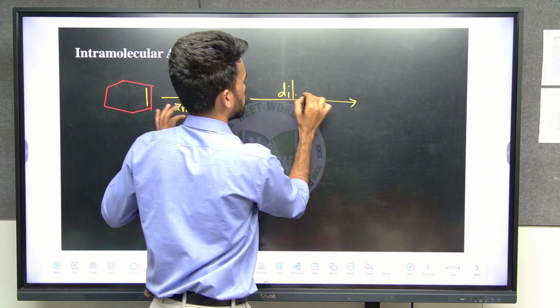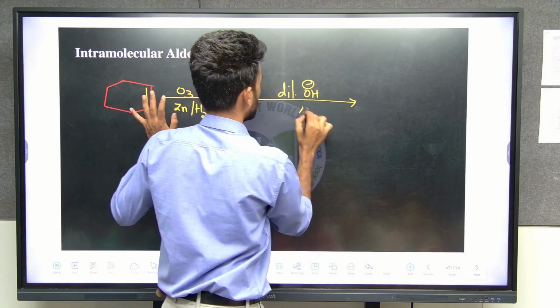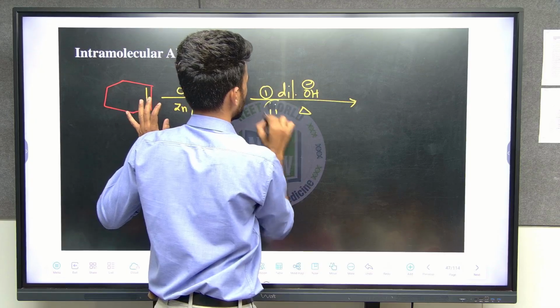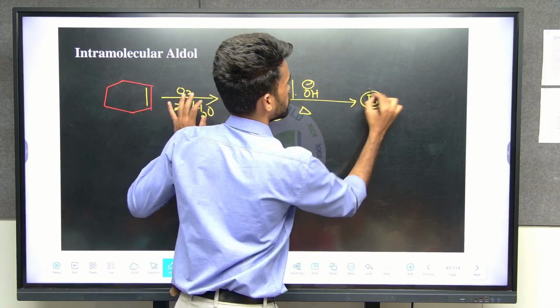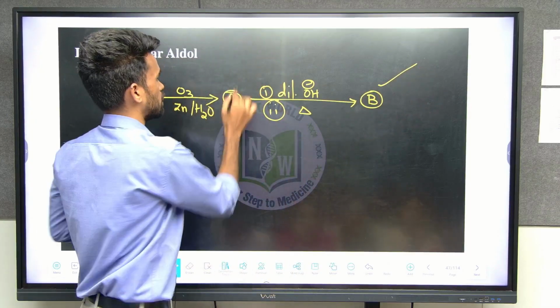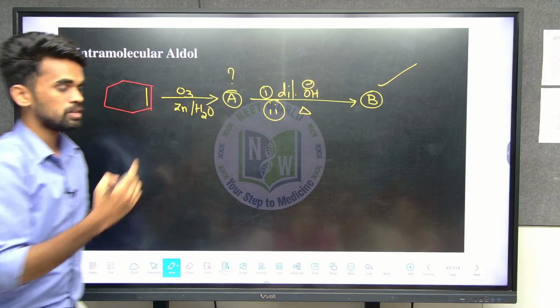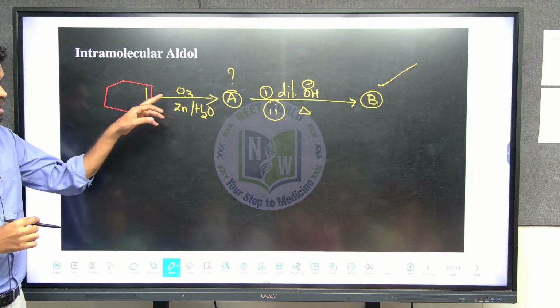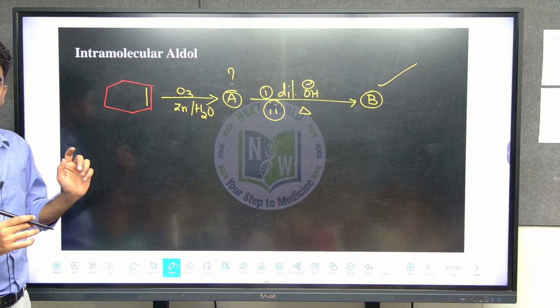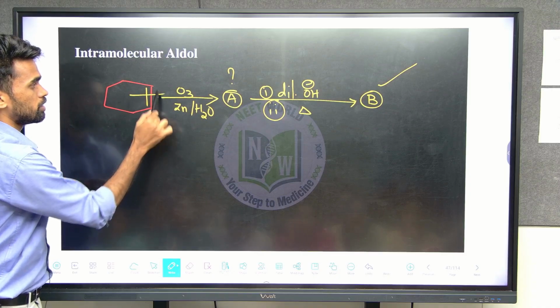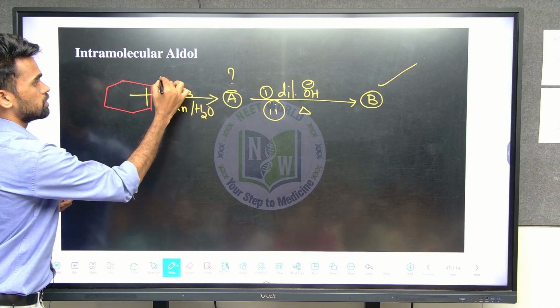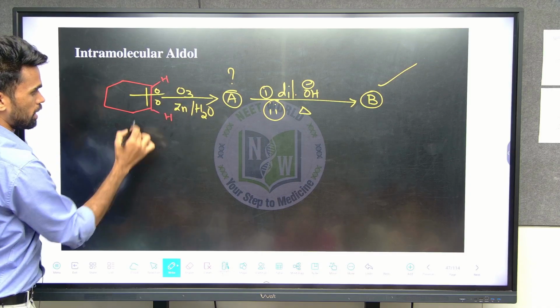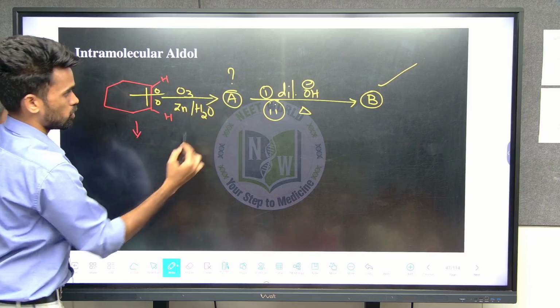See, like this you are going to see in the exam. What is your final product? They will ask for B, or what is this A and B they will ask. So how to identify? First step everyone knows: break the double bond, insert oxygens. Right now? So write that product, write this A product.